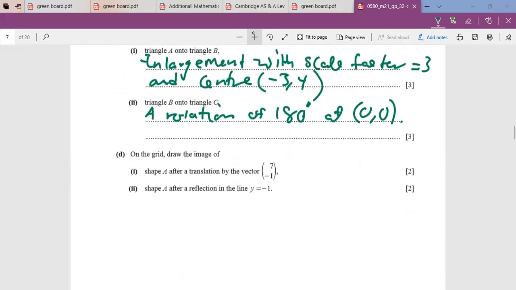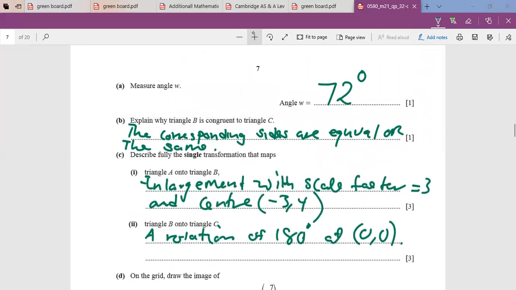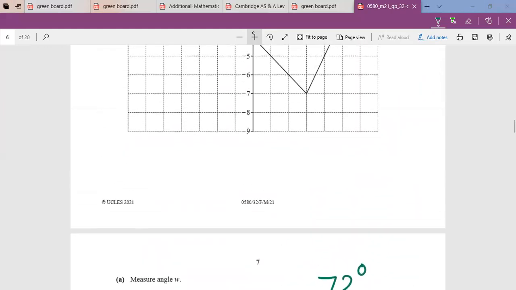Okay, so D. On the grid, draw the image of the shape A after translation by the vector 7, -1, all right? So we can use different approaches.